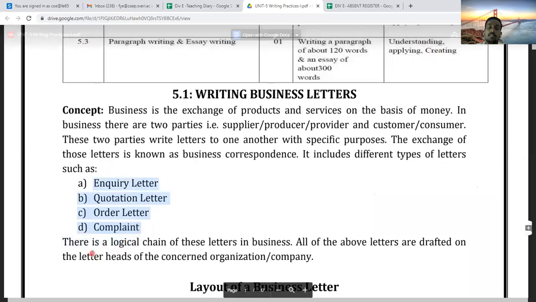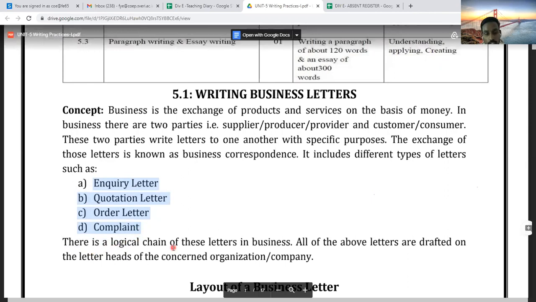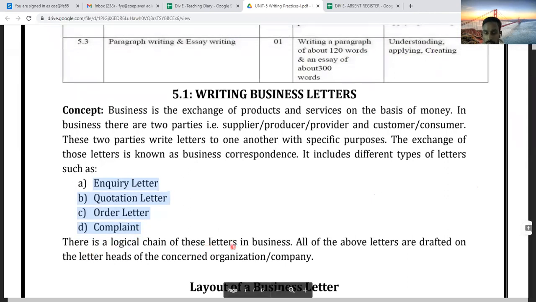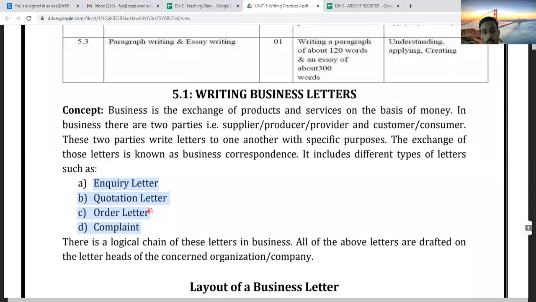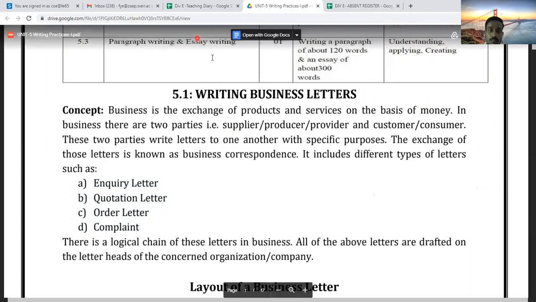So for these different types of letters you have to be familiar with them, and these business letters have a logical chain. So what is the logical chain? First of all, nobody is going to write a complaint letter first, nobody is going to place an order letter first. First of all you have to just place an order. So sequentially, you are going to place an order.